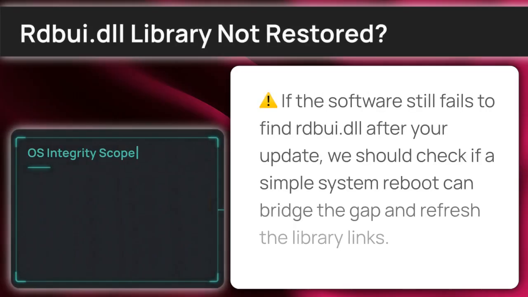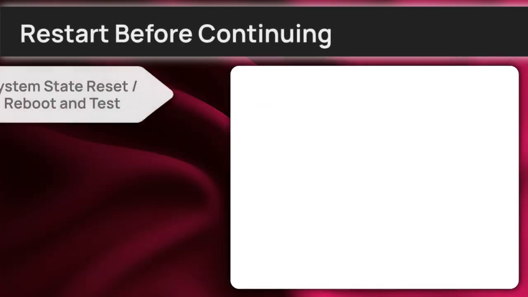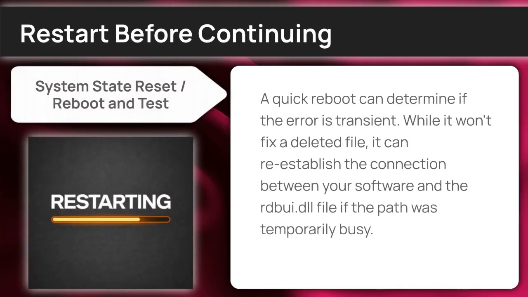In cases where the official installer remains ineffective, we must escalate to a manual review of your system's active runtime state. A standard reboot clears out temporary memory conflicts and gives the Windows loader another chance to properly register the Remote Desktop User Interface component during startup.